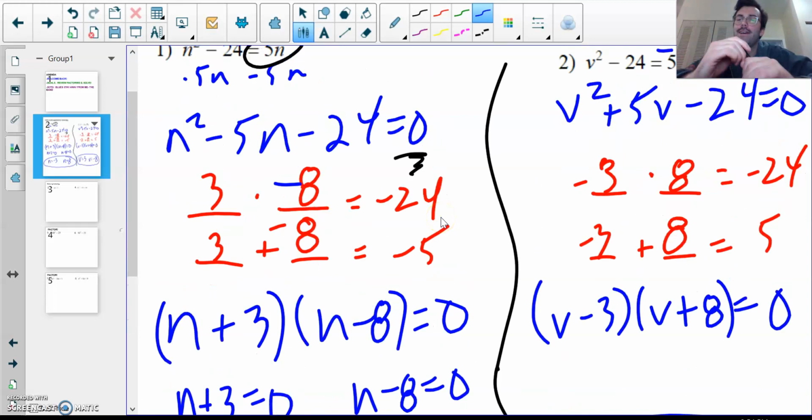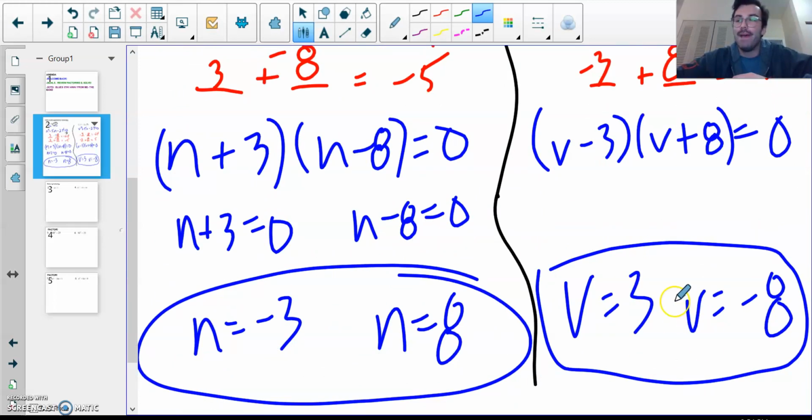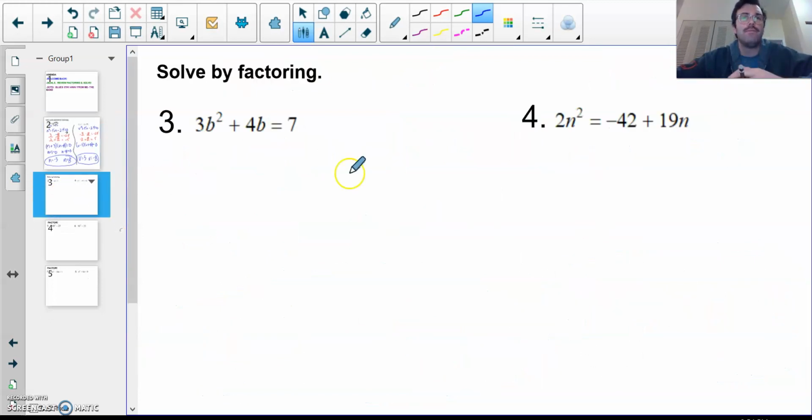Maybe you recognize why I started laughing, because it ends up being the same thing. It's my mistake, that's all right. You should get 3 and negative 8. So this time it's just the opposite, negative 3 and 8. Maybe I did that on purpose, you never know.